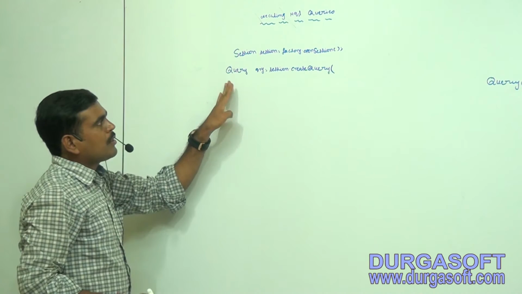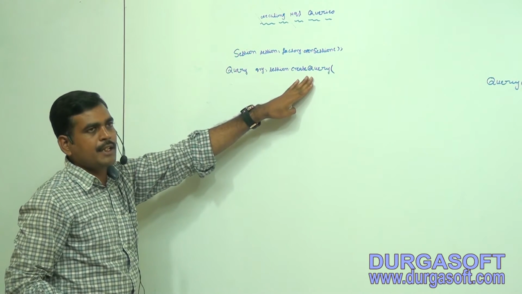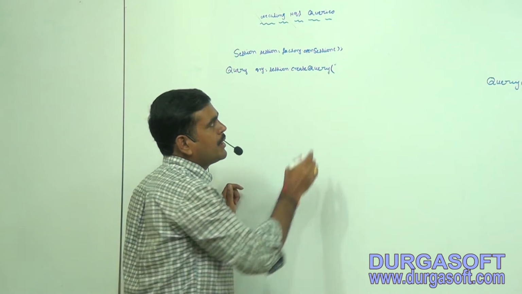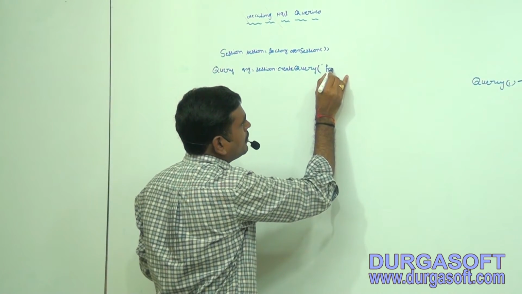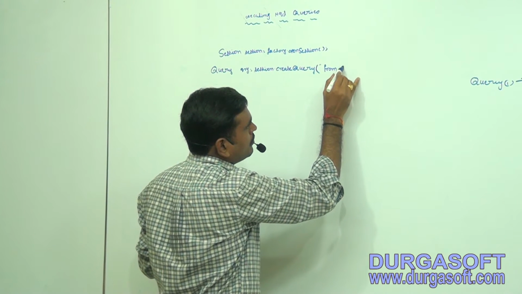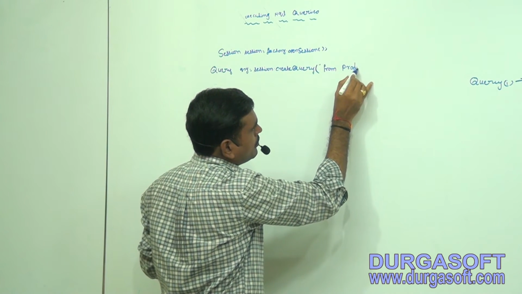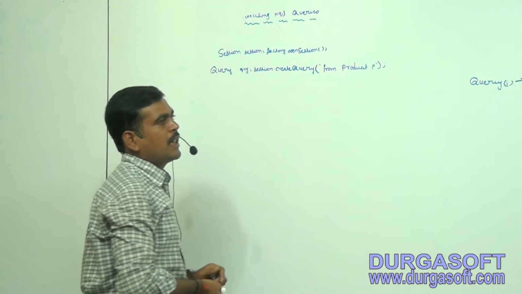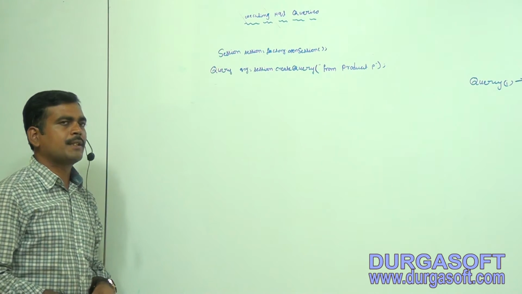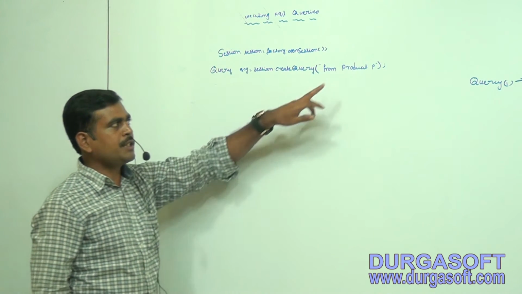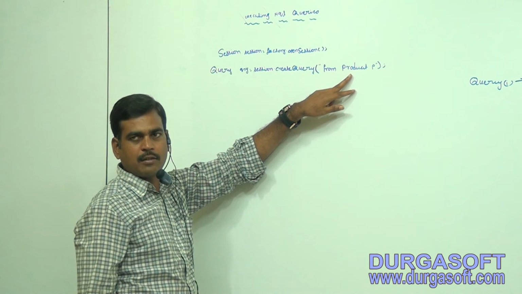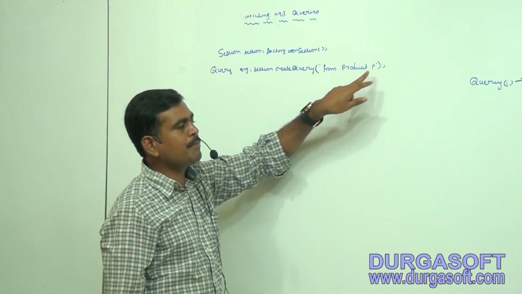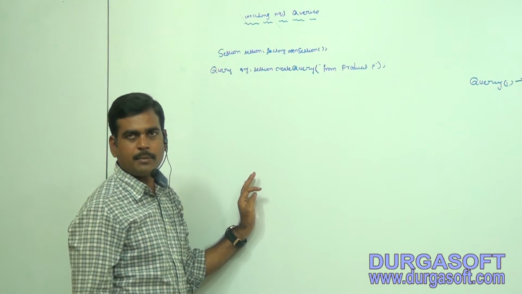So now here query is equal to session dot create query. Under that we can pass from Product P, like that we can pass. This is the HQL query. Otherwise select P from Product P, like that also we can pass, right?